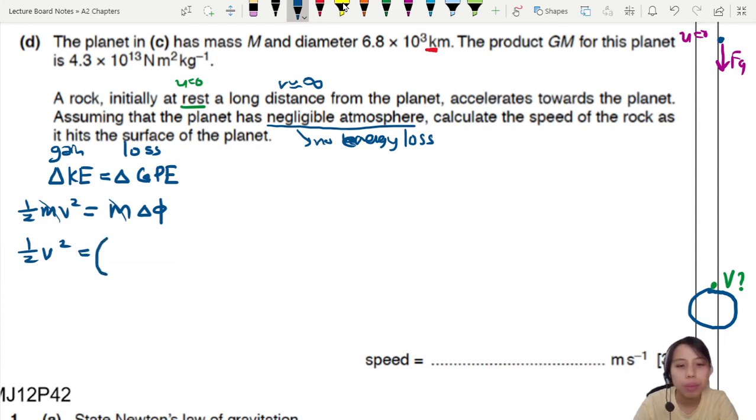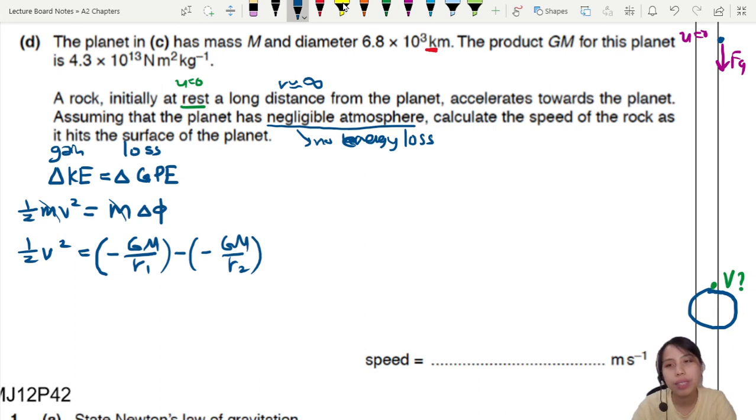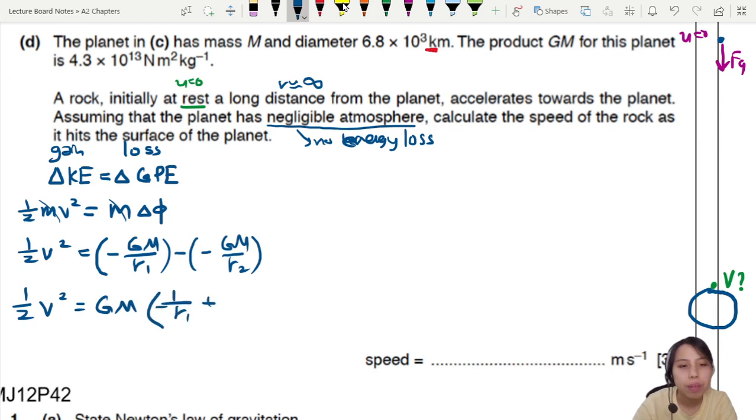Now we have to do the change in potential. This change in potential will be negative GM over r1, wherever you are, minus negative GM over r2. Just take the bigger one minus the smaller one. The bigger one is higher potential at infinity, because they're very high up, very far away. Let's factorize a bit: this will be GM times (1 over r1 plus 1 over r2). Now we are ready to plug in our values.